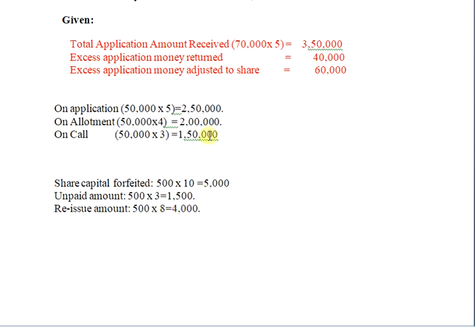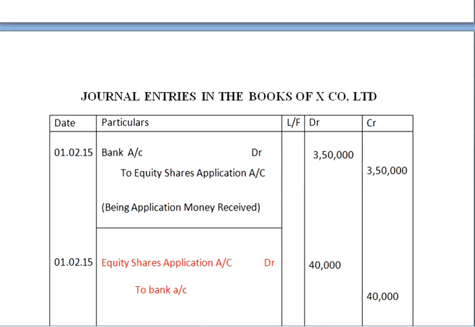Clearly listen here. Whenever we are issuing 50,000 shares for public subscription, the public is demanding more. The application amount we are receiving is 70,000 into 5, which becomes 3,50,000. Out of the 3,50,000 we are returning 40,000, and 60,000 we are adjusting with the allotment. The remaining 2,50,000 is the original application amount, transferred to the share capital. Now we can move on to the journal entries.